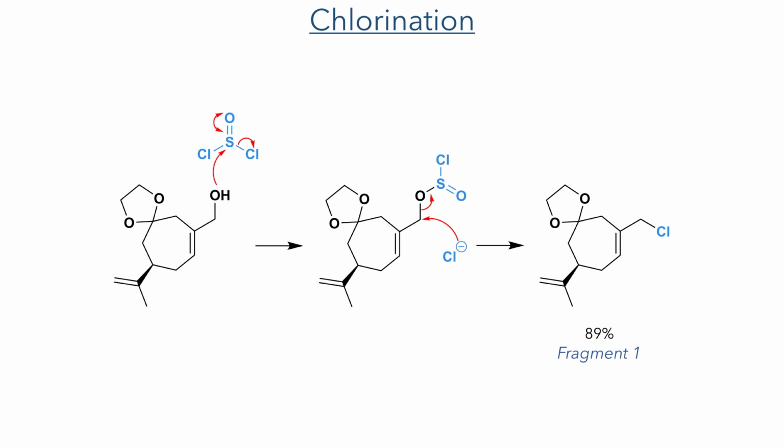Taking this forward, it was subject to chlorination with thionyl chloride. This acts as an electrophile and is attacked by the hydroxyl group, eliminating chloride. The chloride then acts as a nucleophile and attacks the activated oxygen, displacing it to form the primary chloride in its place. So let's move forward and look at the synthesis of fragment 2.